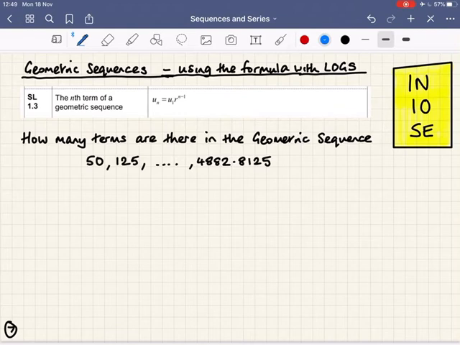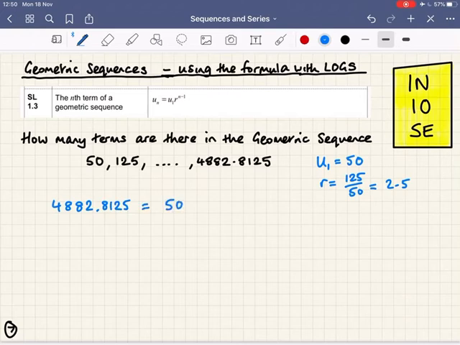Well, what we can do here is write down what we know. We know that U1 equals 50, and we know that the common ratio is equal to 125 divided by 50, which is 2.5. Now I can work backwards, and I know that I got 4,882.8125 by multiplying the first term, 50, by the common ratio, which is 2.5, raised to the power of n minus 1. So now this is about solving for n.